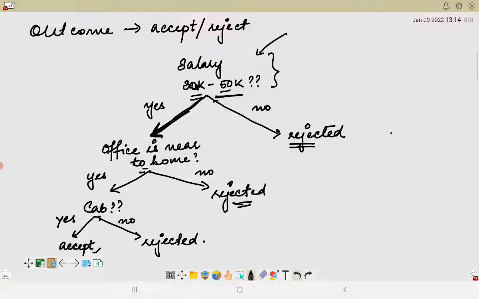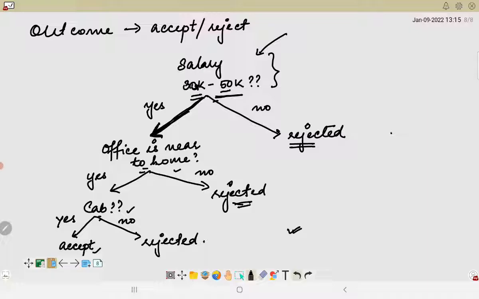If I'm getting sufficient salary, I will go to the other features slowly, like office is near to the home is another feature, and cab facility is available or not, that is another attribute, right? So every time I'm going ahead, I'm selecting a different attribute. Okay, so you can go ahead with analyzing all the features, or if you feel that taking a decision on just one or two attributes would be sufficient for me to accept or reject the offer, it is entirely up to you.